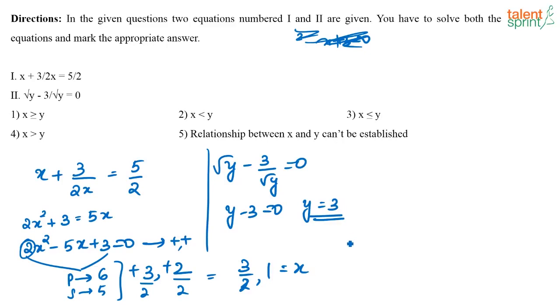So if you see, y is always greater than x. Y is 3. X is either 1 or 1.5. So y is greater than x, or I can say x is less than y, which is option 2.